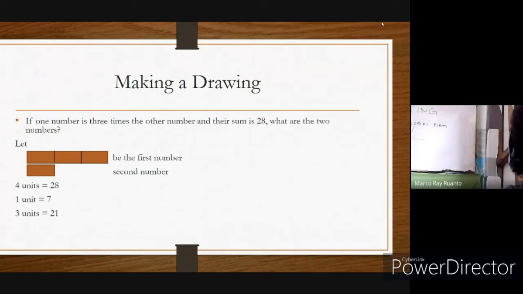So therefore, I could say that the two numbers are 21 and 7. Let us try to check. 3 times 7 is 21, so we can say one number is 3 times the other number. And 21 plus 7 is equal to 28. So therefore, we could say that our answer is correct. Okay, so that's how making a drawing works.